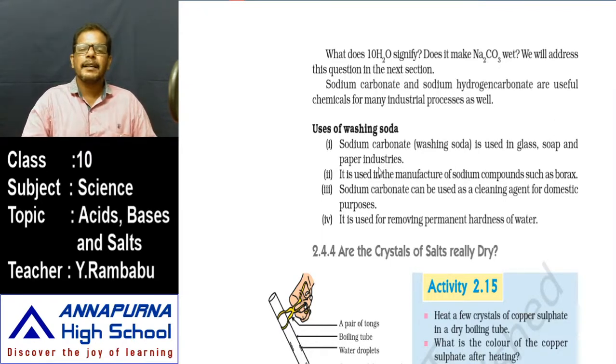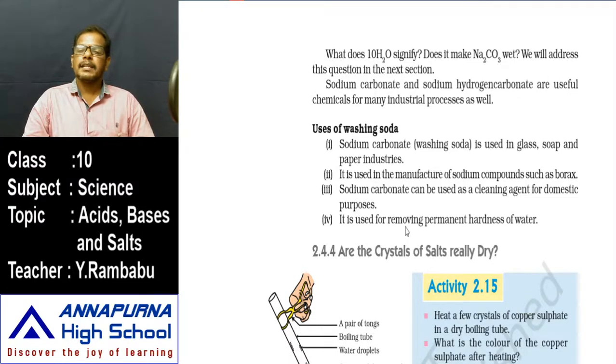Why? What is the raw material used for paper? It has some color. To make it colorless, washing soda is used. It is also used in the manufacture of sodium compounds such as borax. All these are sodium compounds. Next, sodium carbonate can be used as a cleaning agent for domestic purposes, that means for cleaning utensils, washing floors and cleaning clothes. It is used in our homes, and it is used for removing permanent hardness of water.